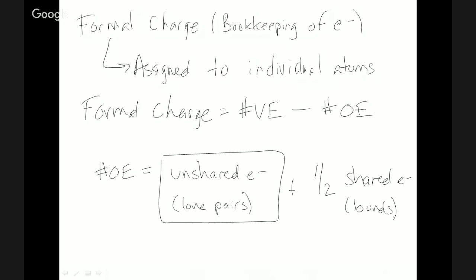Half of the bond was the original electron it was sharing. So I can't stress enough, the concepts here are critical to understand, to be able to do the chemistry we want to do later on in the course. So we got unshared electrons, lone pairs, plus half of the shared electrons. Let's do some examples now. Let's calculate.